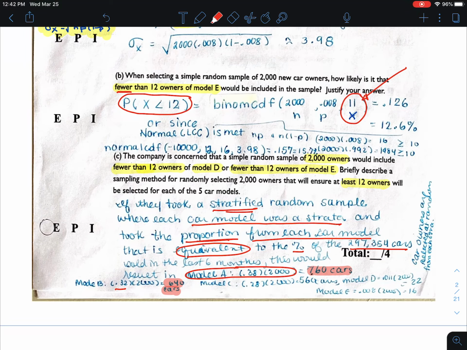You can see even in Model D, if we do the percentage times 2,000, there'd be 22 of those cars, and Model E, there'd be 16. Obviously, I made a little note here off to the side that the car owners would be selected at random within each of those groups.